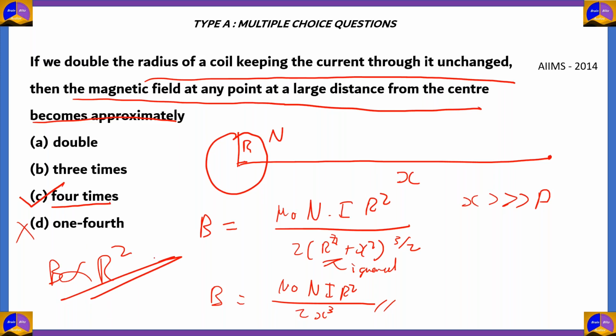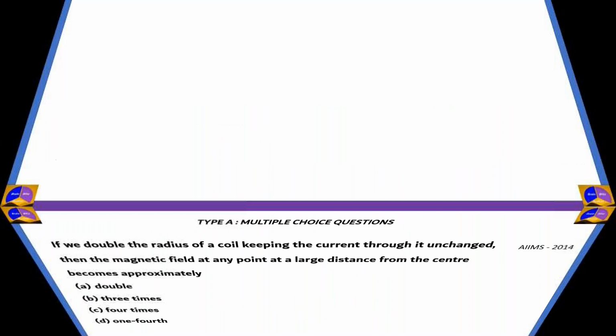Option D, 1 by 4, will be incorrect. For that, it would have to be B proportional to 1 by r squared, but the denominator R gets cancelled, so that's incorrect. For 3 times, it would have to be root 3 or something, so that is incorrect. And for double, B would have to be proportional to r, so that 2r makes B dash proportional to 2r, so the double happens. However, here B is proportional to r squared, so 4 times is the right option.